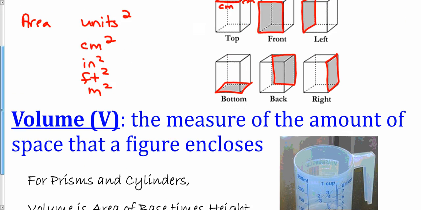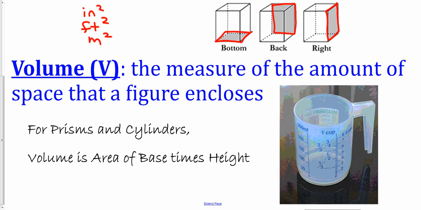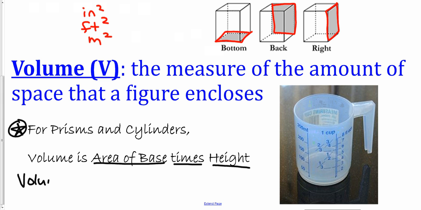Moving on to volume. Volume is the measure of the amount of space that a figure encloses. For prisms and cylinders, volume is area of the base times the height. Again, you don't need to memorize that, but knowing that is going to help you quite a bit. Our units for volume will be units cubed. For example, centimeters cubed, feet cubed, inches cubed, meters cubed. In any volume, our units will be cubed.